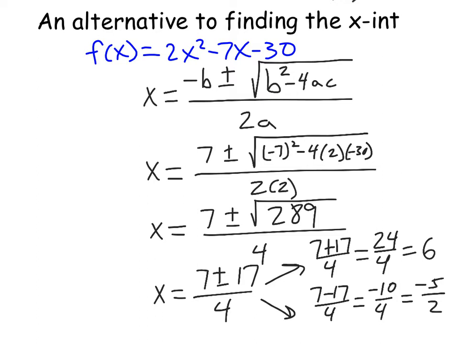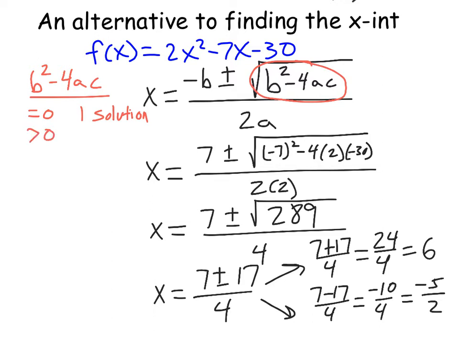Now, just a side note for a little observation. This part right here, b squared minus 4ac, you could pick up on some patterns. If you notice that it equals 0, you are going to have one solution for your x-intercepts. That's a possibility. We didn't see it here, but that number could theoretically simplify to 0. Probably the most common case that you'll come across is that it's greater than 0, like here. There we had 2 solutions.